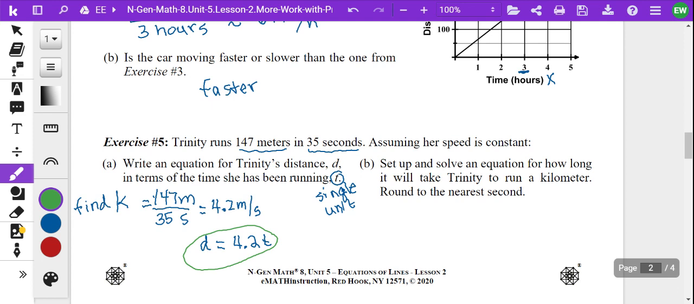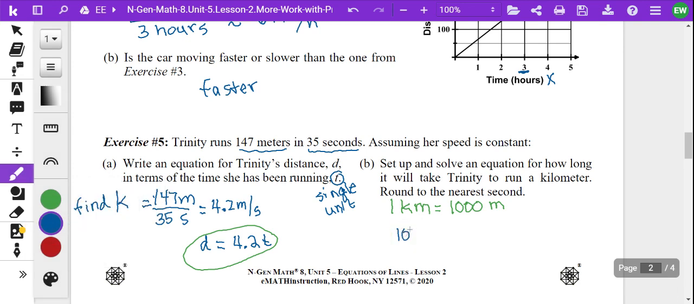Set up and solve an equation for how long it will take Trinity to run a kilometer, rounded to the nearest second. Okay, so 1 kilometer is not in our equation. We have meters, so you have to do a conversion. So 1 kilometer equals, kilo means 1,000, 1,000 meters. So I have the distance and I have the speed. So let me set that up.